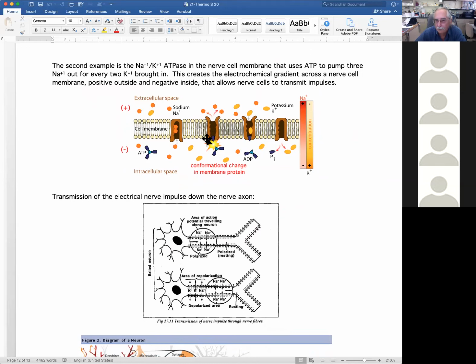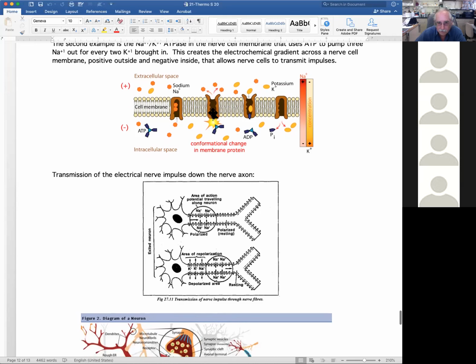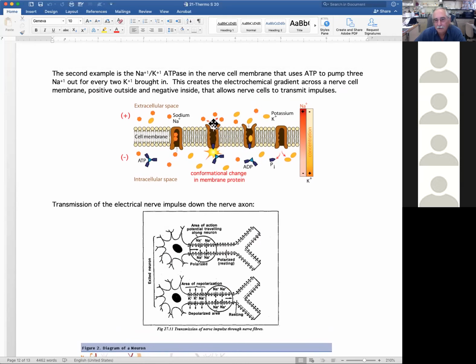So that allows the 3 sodiums to go out. And then, since this is now in a different conformation, it doesn't bind to the sodium anymore, but it binds to the potassium. So 2 potassiums bind here. Then upon that, it causes a conformational change. Again, it causes the release of the potassiums. So what you've done is you've taken 3 sodiums and put them out, taken 2 potassiums and put them in.